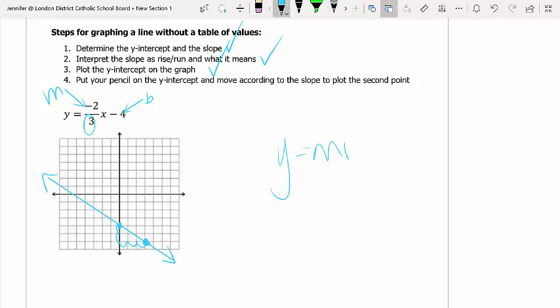So that's how you graph a line if the line is given to you in y equals mx plus b form. First, plot the y-intercept, then move according to the slope to your next point, plot it, and then connect the two dots. Make sure you always extend your line all the way through the graph. My points were only right over here, but I still drew my line all the way across.